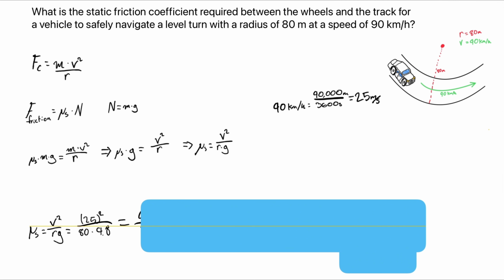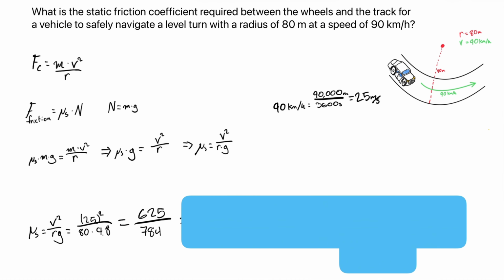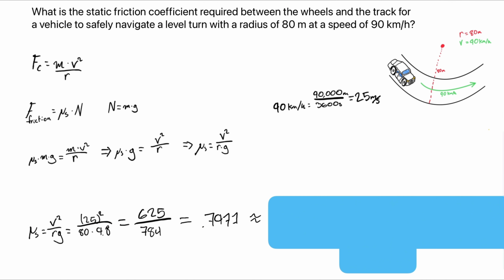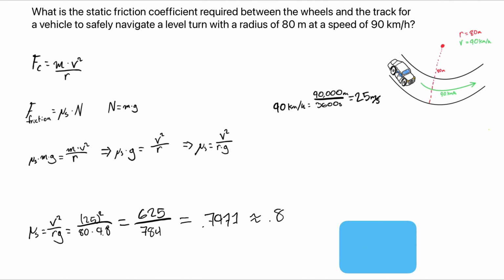So now we can plug all of our numbers into our equation here, and that will give us the coefficient of static friction is equal to 25 squared divided by 80 times 9.8. That gives us 625 over 784, which is about equal to 0.7971, or 0.8, making our coefficient of static friction 0.8.